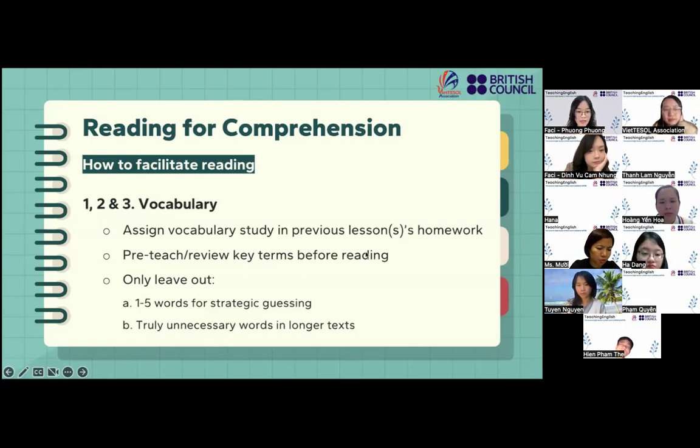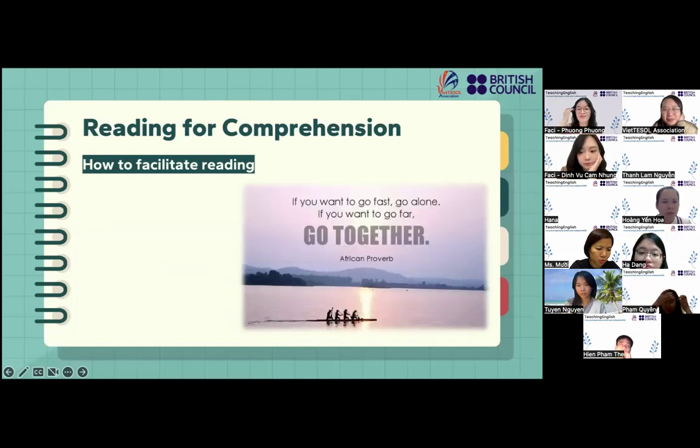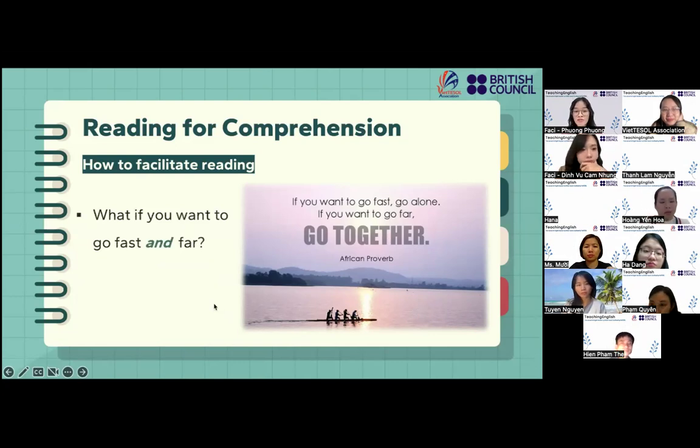Okay, so this is for vocabulary. Hopefully you have participated in some vocabulary workshop to help with this section. But now more with reading. I have this favorite quotation. I'm sure many of you already know this one. If you want to go fast, you go alone, and if you want to go far, go together, like we are going together through this workshop, right? But my question is, what if you want to go fast and far at the same time? It seems like if you go together, you might have to go slow.